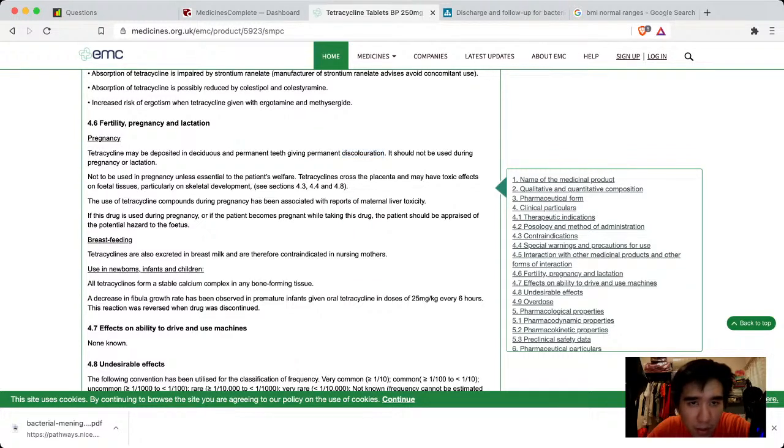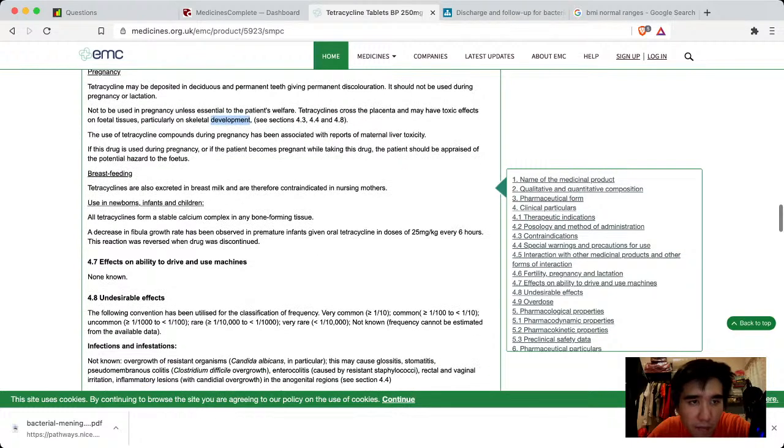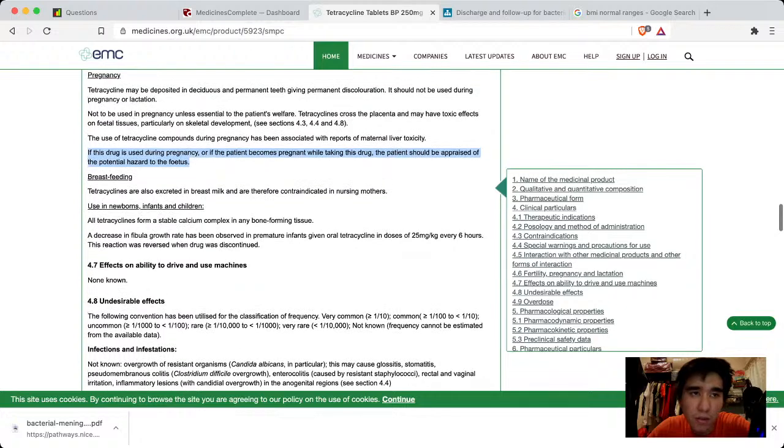Tetracycline will give permanent teeth discoloration. So it should not be used during pregnancy or lactation. Not to be used in pregnancy unless essential to the patient's welfare. Across the placenta, it may have toxic effects on fetal tissues, particularly skeletal development. So tetracycline, no in pregnancy.